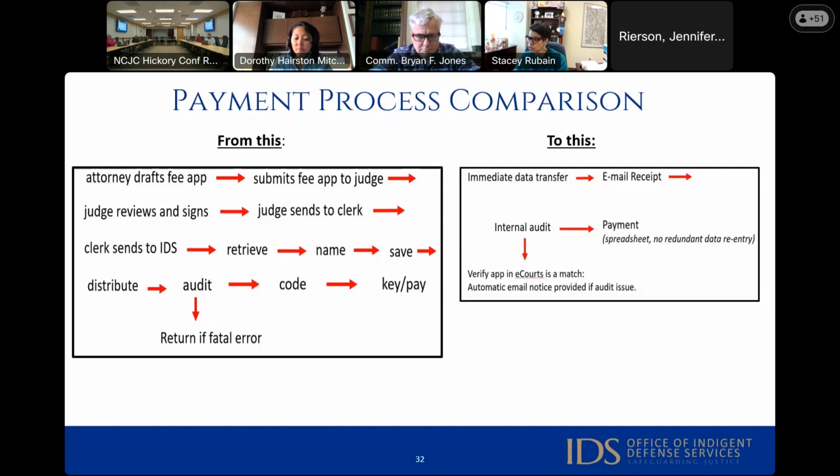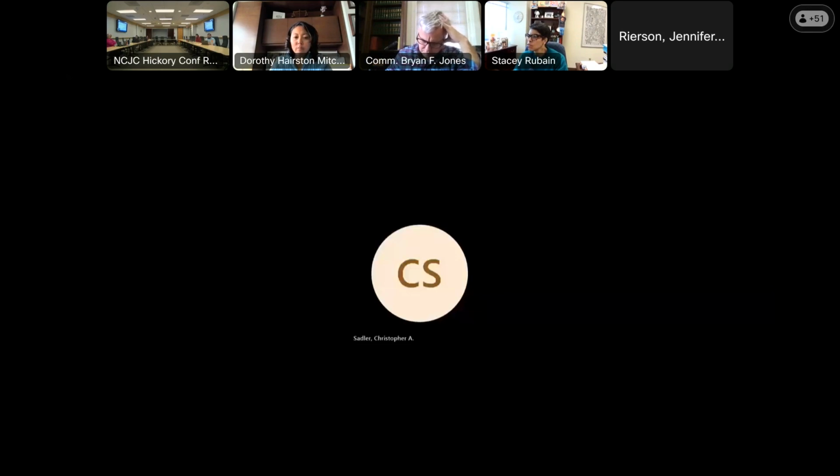No redundant data re-entry. And that redundant data re-entry, to put it in context, we have almost 2,000 attorneys. We have 1,800 attorneys entering data that is re-entered by 5 people every day. If you think about it, how long would it take 5 people to do the work of 1,800 people? That's one of the reasons it's taking us an extraordinary length of time right now. This fixes that. I would like to now welcome our research director, Christopher Sadler, who designed and programmed OASIS.